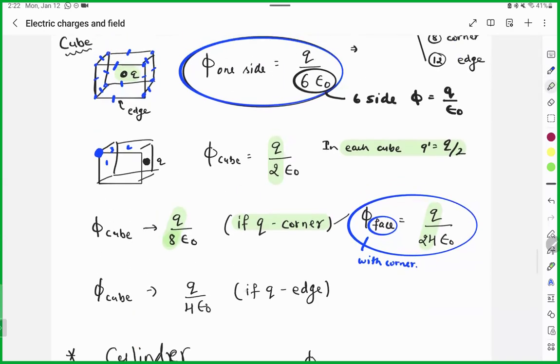If charge is placed at an edge, what is an edge? Example, this. This is one edge. Now, this charge will be distributed among four cubes, not one, two, three, total four cubes. So, if charge is placed at the edge of the cube, how much charge will be contributed in one cube? Understood?